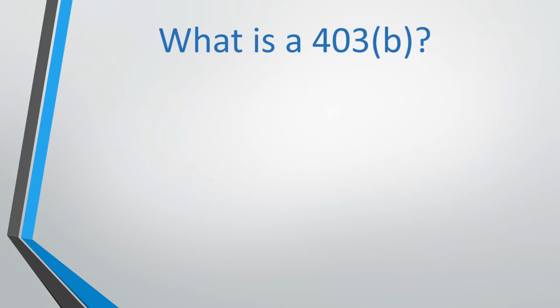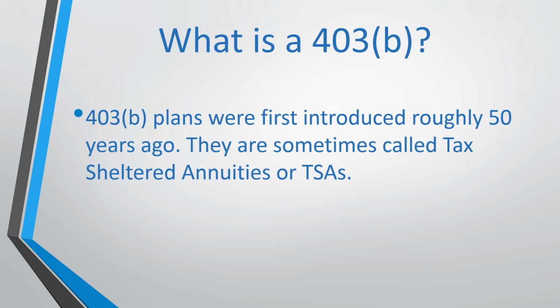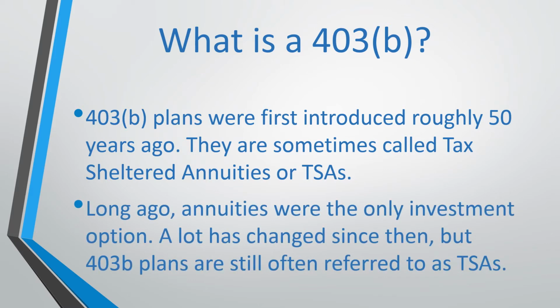What is a 403b? 403b plans were first introduced roughly 50 years ago, and they are sometimes called tax sheltered annuities, or TSAs for short. Long ago, annuities were the only investment option available. Annuities are offered by insurance companies, and insurers got heavily into the 403b market many years ago. So a lot of the terminology is still based on how things were years ago.